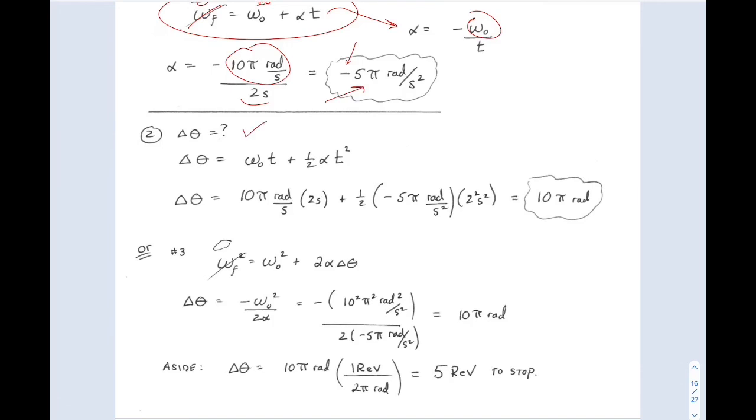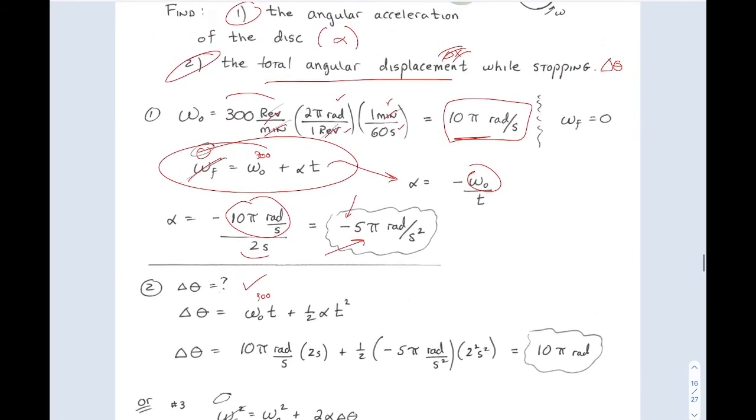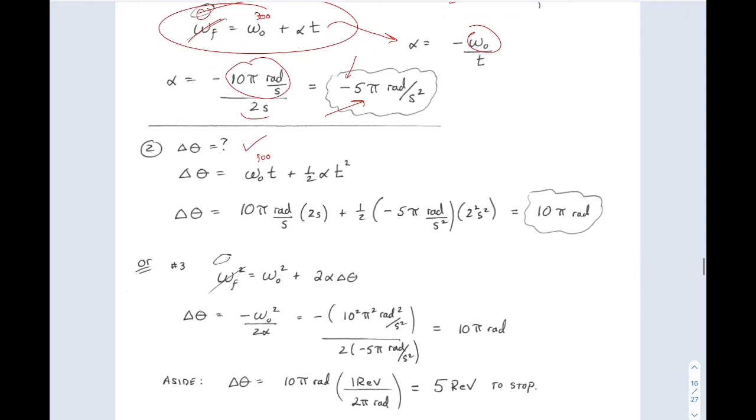So I have my initial angular speed, that's my 300, but remember I had to convert it to the correct units. There's my omega initial. There's the time it takes to stop. There's my angular acceleration. Remember, it's putting on the brakes, it's slowing down, like when you slam on the brakes of your car, the rotation rate of your wheels slows down. And there's my alpha. So those seconds cancel, and I wind up with 10 pi radians. That's my angular displacement while this thing is coming to a stop.